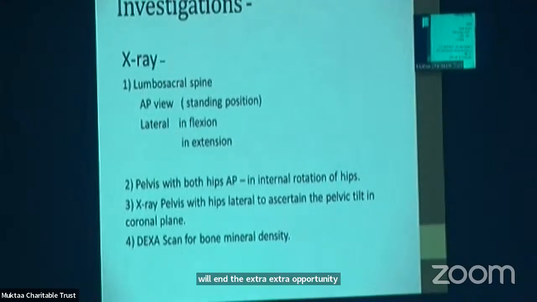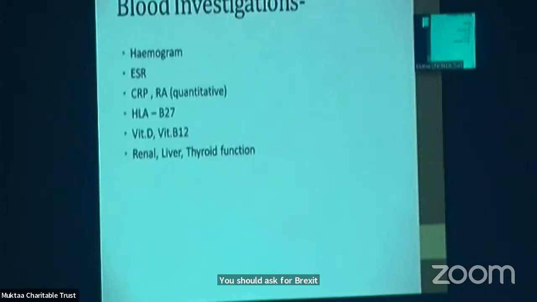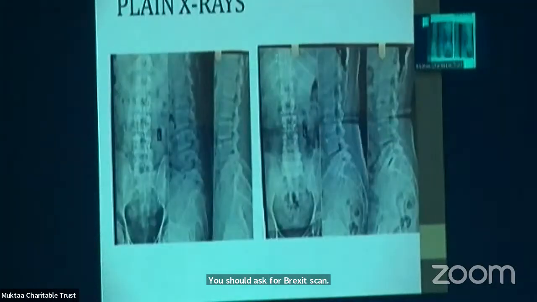A patient of 20 years is also shown as osteoporotic because the calcaneus is tested. Calcaneus is, as it is, an osteoporotic bone. So you should ask for a DEXA scan rather than anything else. Blood investigations to rule out autoimmune disorders and other general causes like anemia.